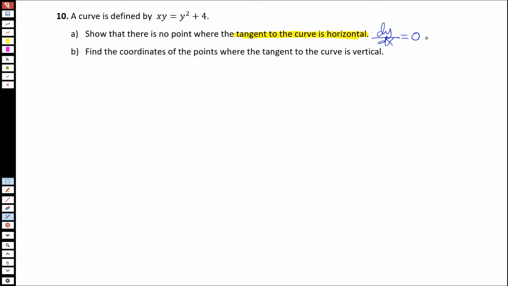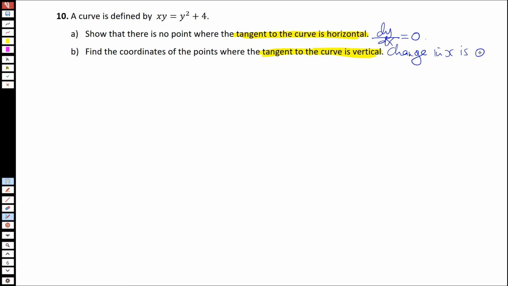Then in part B of this question, we are required to find the coordinates of the points where the tangent to the curve is vertical. Where the tangent to the curve is vertical, that implies that the change in x is equal to 0. So these points are points where the change in x is 0. Okay, so let's start with the first part.